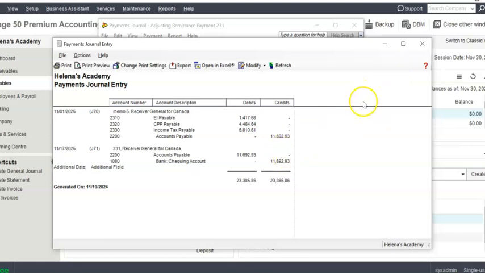If you want to have a look at where it explains how to do this, you can go back to making payroll tax remittances on page 287. That shows how to do these remittances as opposed to just creating this entry here, accounts payable and the bank.